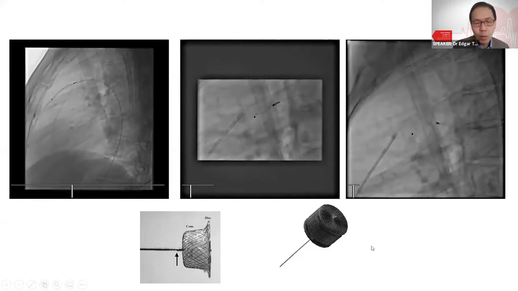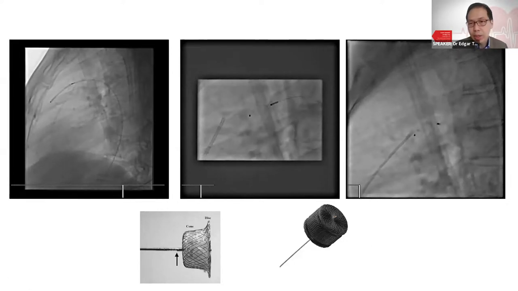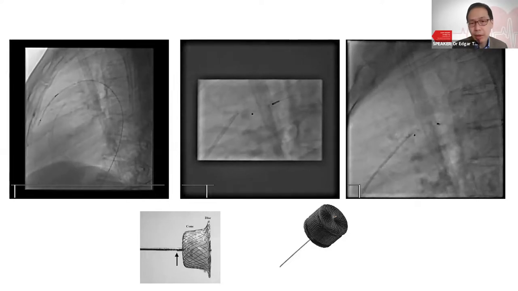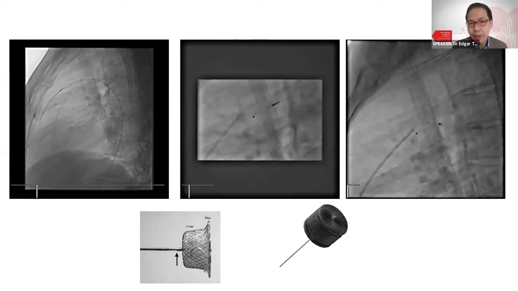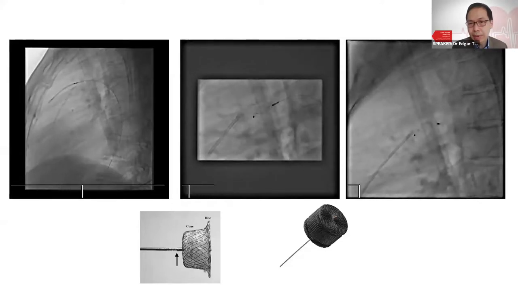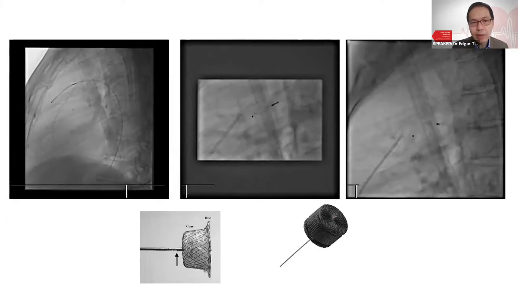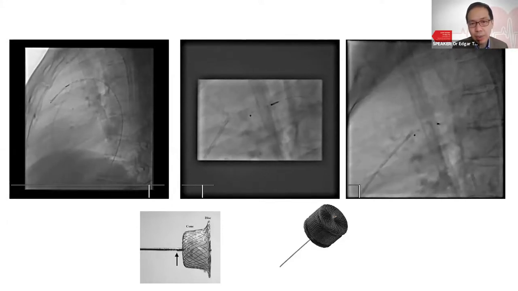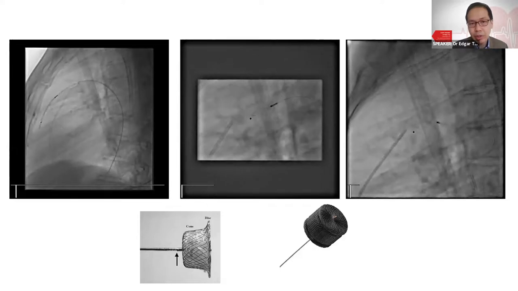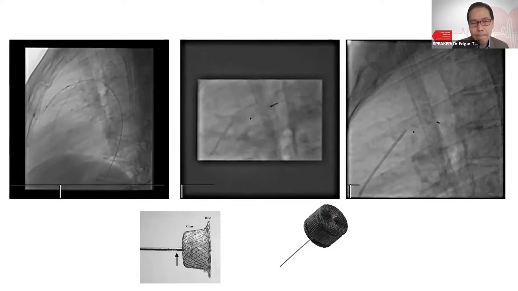And one of the common indications, or reasons why we close these holes, the PDA, is very much dependent on auscultation. So if we hear a continuous murmur, then oftentimes we would recommend that the patient should have this defect closed because it can increase the patient's risk of developing endocarditis. Therefore, it shows how important auscultation is, not just for diagnosis, but even for prognostication and treatment as well.